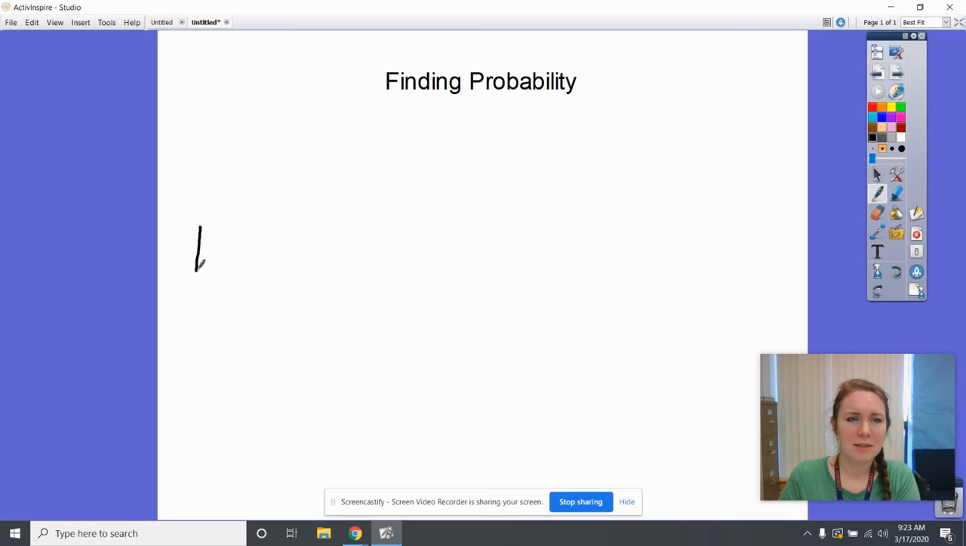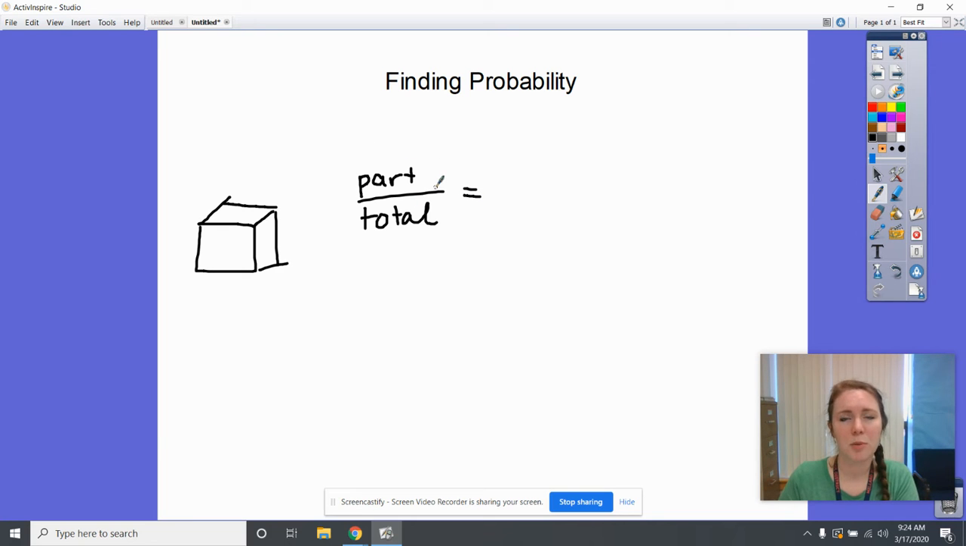Imagine having a dice. Just a regular six-sided dice. And I want to say, hey, what's the probability of rolling a 2? The way we find that number or that probability is we're going to make a fraction. The part we care about goes on top. So we care about what's the chance of rolling a 2 on a six-sided dice.